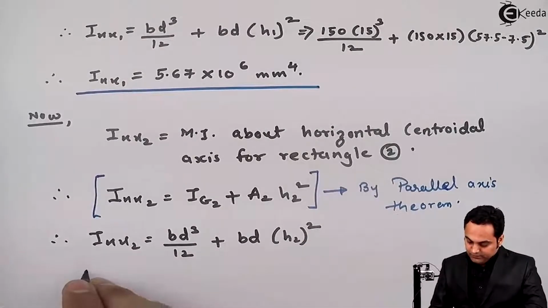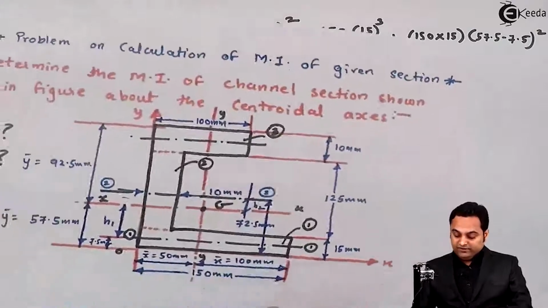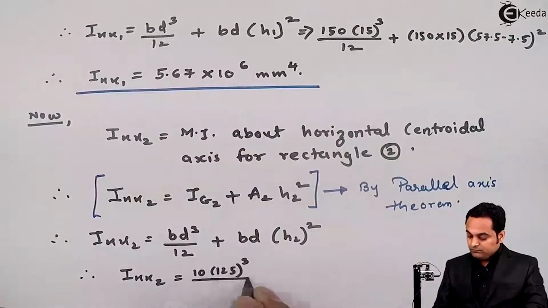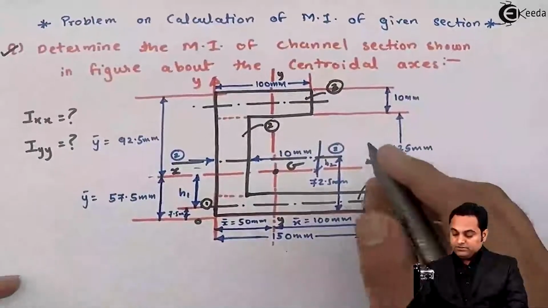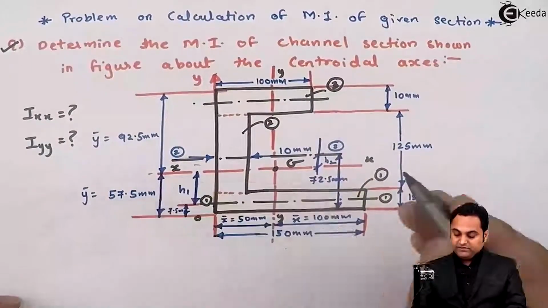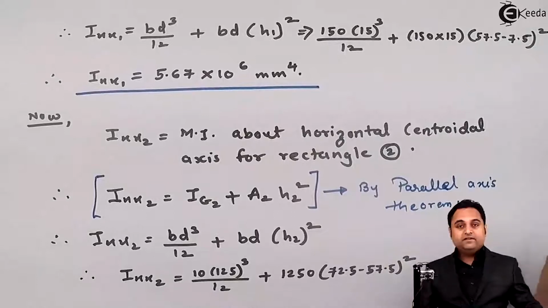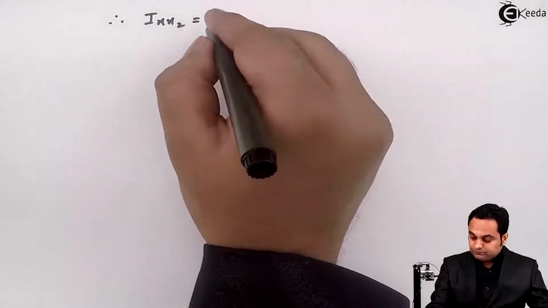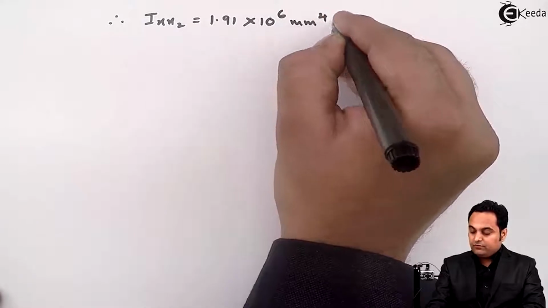So therefore Ix2 is equal to, now for the second rectangle, b is 10, d is 125, h2 is the distance which is 72.5 minus 57.5. So from this I'll get Ix2, and my answer is 1.91 into 10 raised to 6 mm raised to 4.